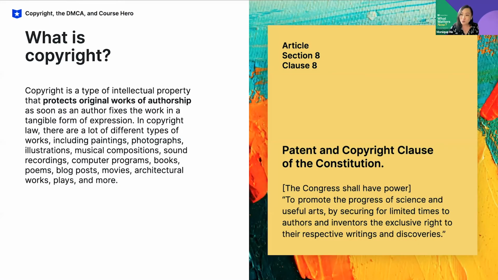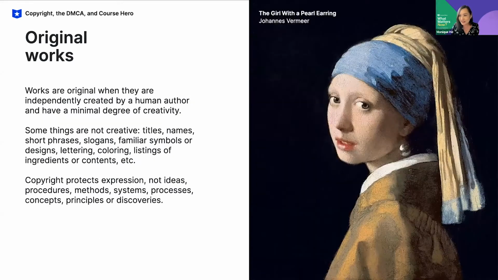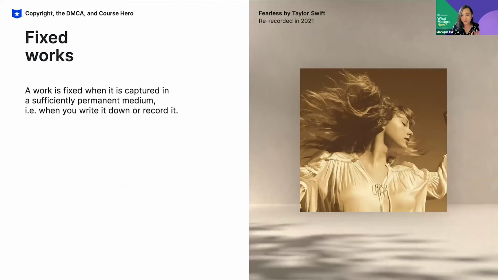Okay, so what is copyright and what's being protected here? I only throw this up because I am, after all, a lawyer, and this has always been interesting to me, which is that copyright is actually something that is delineated in the Constitution of the United States. And you can read this yourself, but basically copyright is intended to protect original works of authorship. What does that mean, original works? Original works is anything that is independently created by a human author. And it could have any degree of creativity, but it has to be fixed works.